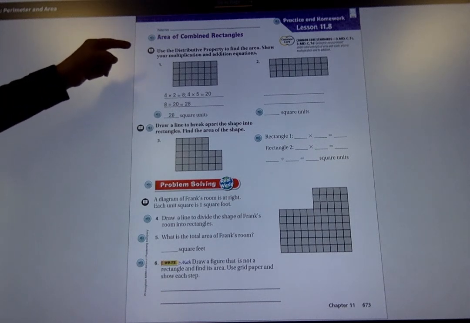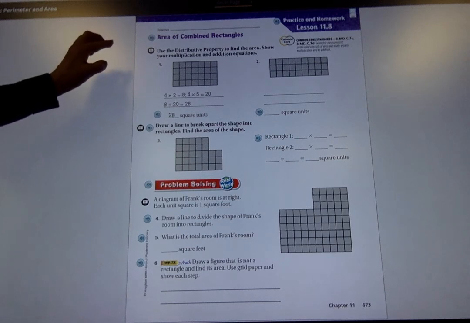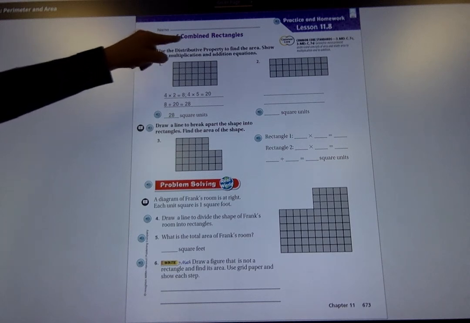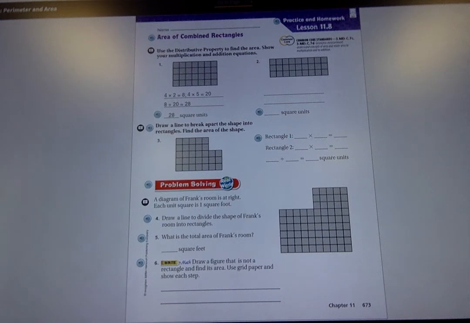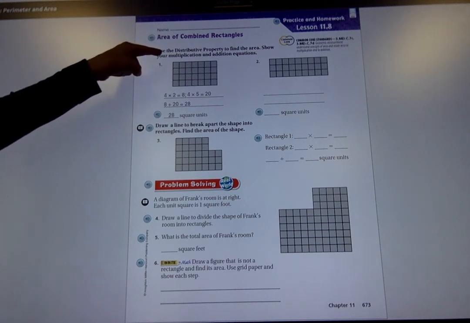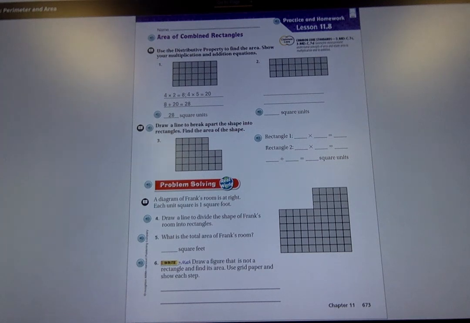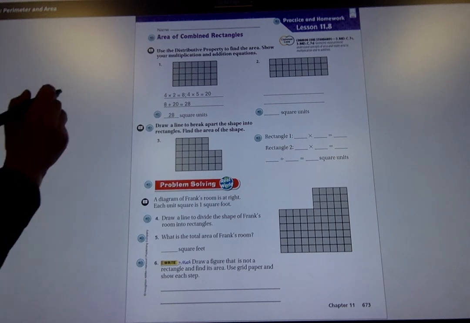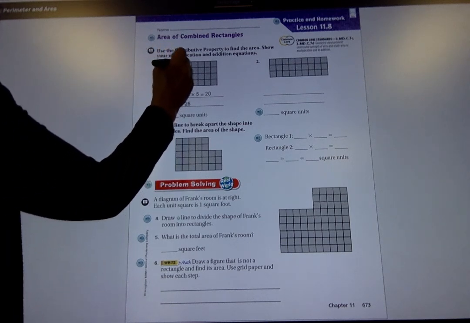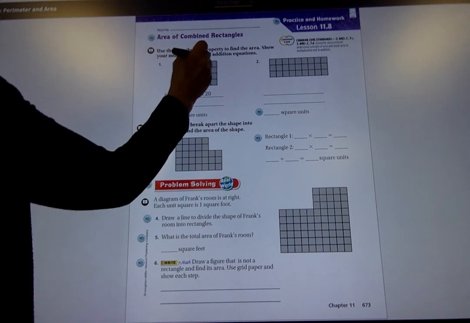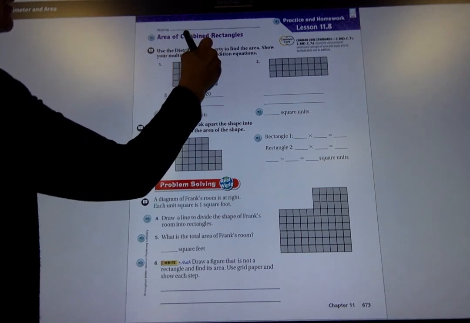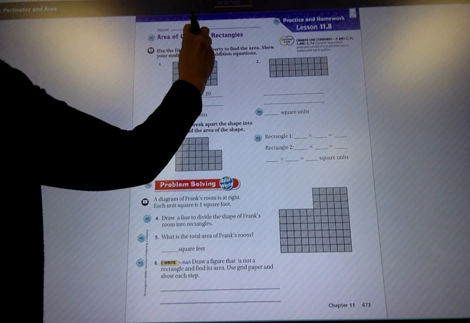Use the distributive property to find the area. Show your multiplication and addition equations. So you cannot just give me the answer. I need to see that you understand the process, how you do this. So they took 4, they're going to split this into 4, let's see, 1, 2, 3, 4, 5. Well, they did 4 times 2, so we'll do that.